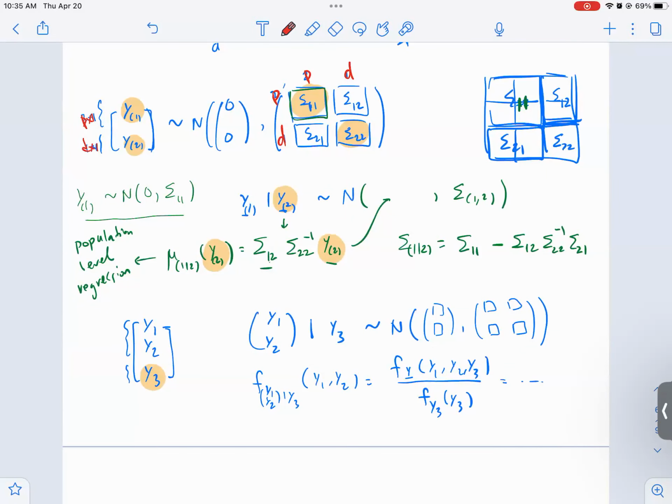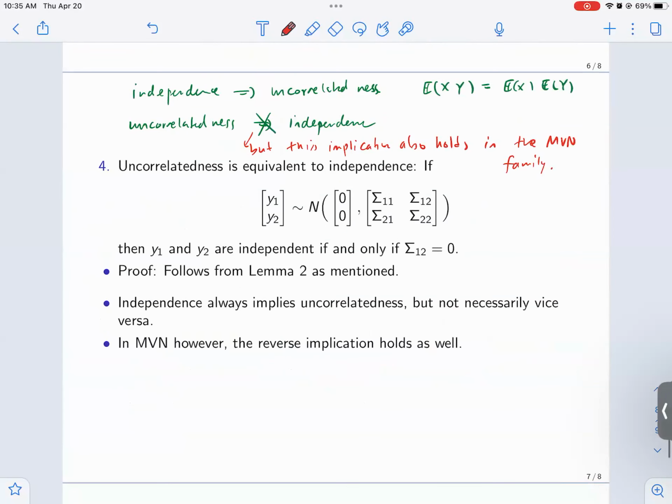If the two pieces are uncorrelated, it means this part of the covariance is 0. That implies this conditioning just reduces to marginalization. So the argument that I made just proves that uncorrelated forces this part to 0, and because of the result that we mentioned, uncorrelated implies independence. So in the multivariate normal family, they're equivalent. Being uncorrelated is equivalent to independence. But you have to know that in general, they're not equivalent. Independence is much stronger than uncorrelatedness. It implies uncorrelatedness, but not vice versa.